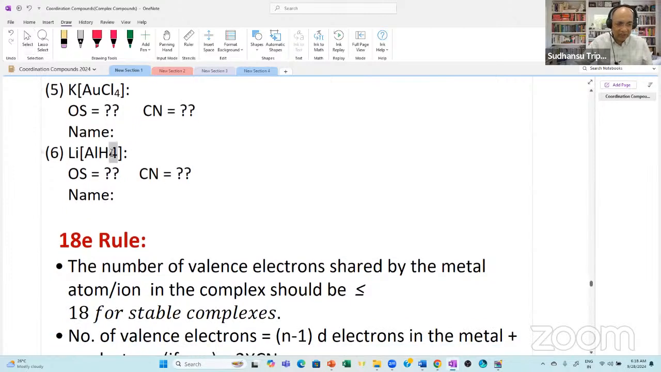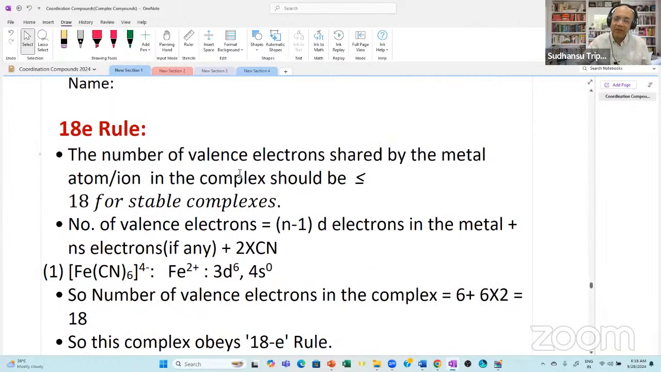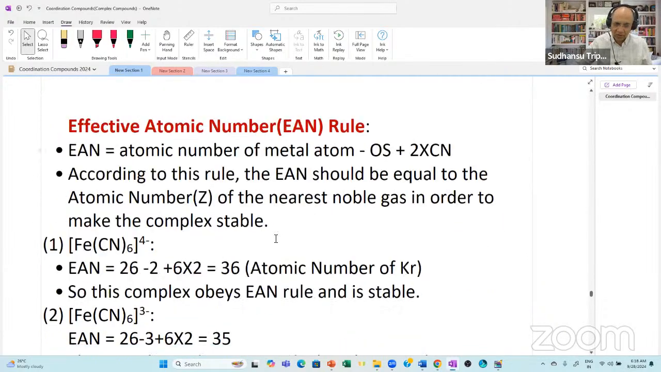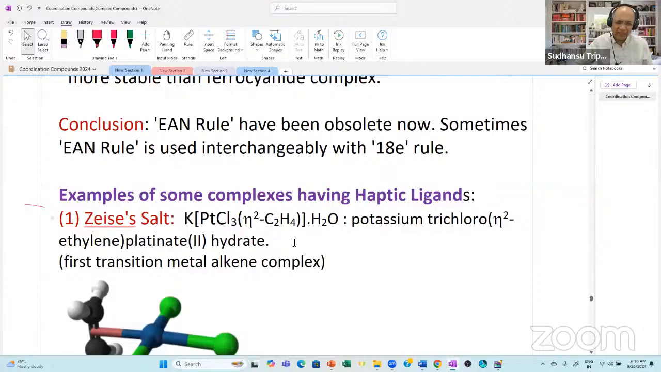So you write all this: potassium, and this is lithium tetrahydrido, not hydro, tetrahydridoaluminate, as if you are giving AlO2 minus, AlO3 3 minus. This is looking funny, aluminate. And I will next time talk about the 18 electron rule. We'll not discuss it now, it will take a long time, not long, 5 minutes.